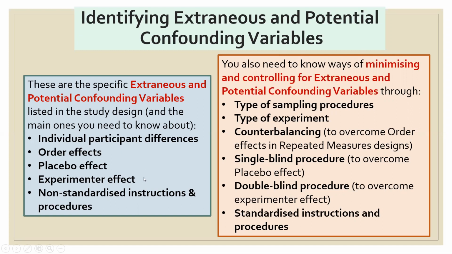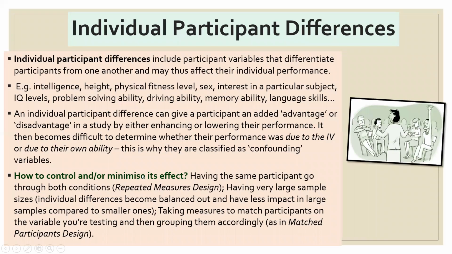We also need to know ways of minimizing and controlling for extraneous and potential confounding variables. So these are the different ways in which we try to do that. We'll come to this eventually once we go through the others. So the first thing we're looking at, which is a potential confounding variable that can make it difficult for us to determine whether the IV caused the DV or whether it was the individual participant difference, is basically our individual participant differences.